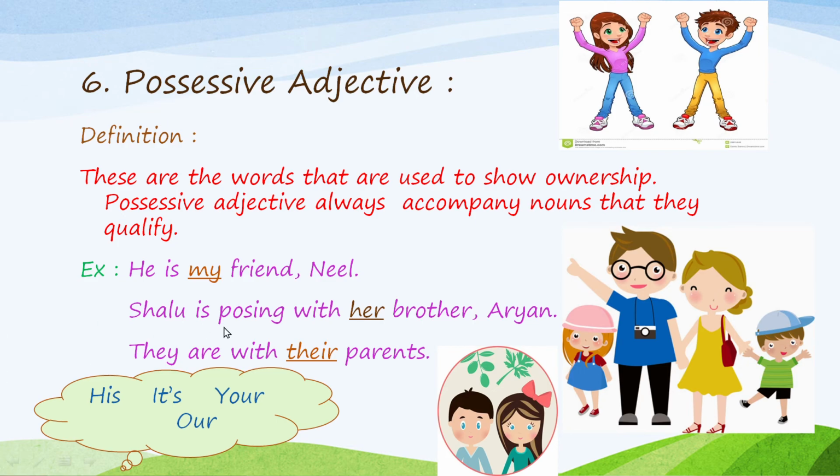Or when I say this is my pen, then here again, my is followed by a noun. So it is showing the possession or the ownership of the pen, that the pen belongs to me. The other possessive adjectives are his, its, your, our.